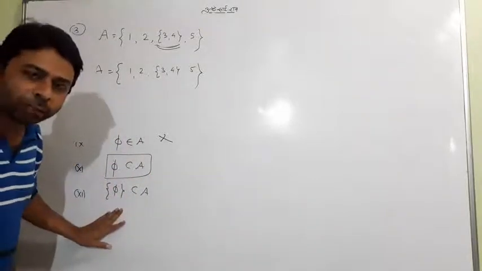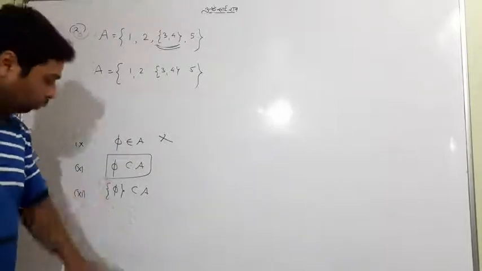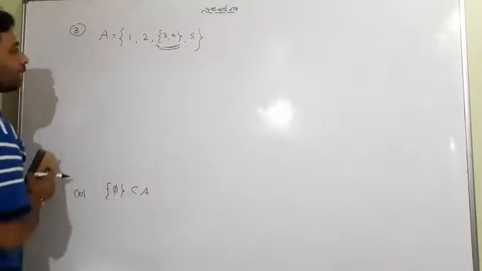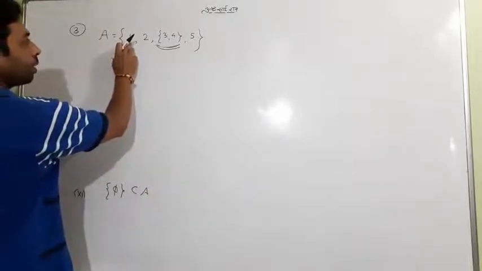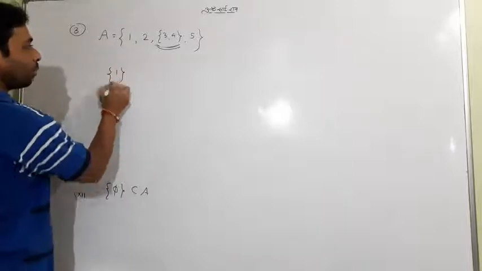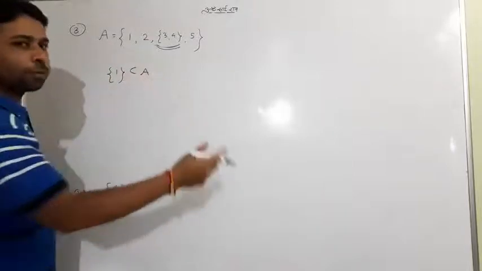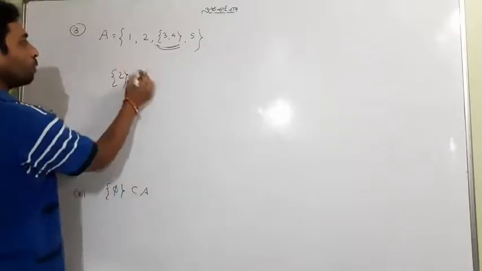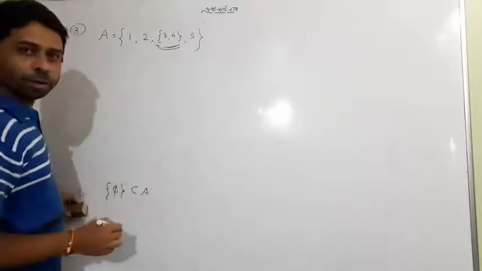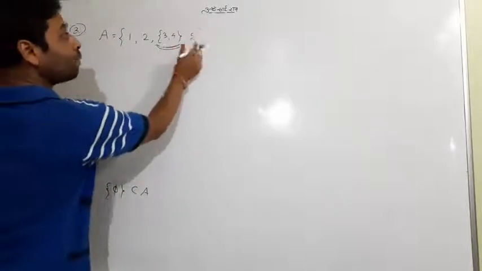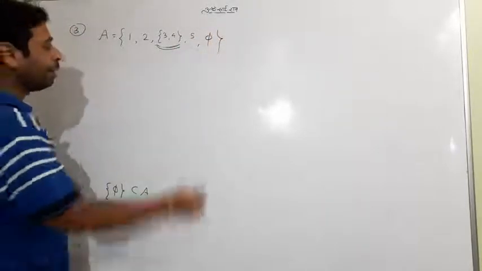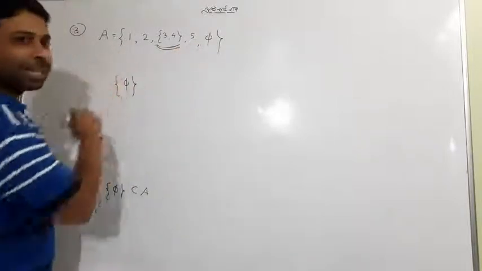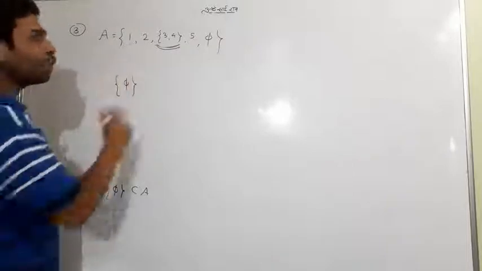Sometimes students get confused about that. What about that? I ask you to think. One more question I want to write here. If I ask you that 1 is an element of A, yes. What about 1? So 1 is a subset of A. It's a fact. What about 2? 2 is a subset of A. Yes, it is true. If you have phi here, then phi will be an element, as 1 was an element, 2 was an element, so phi is also an element.